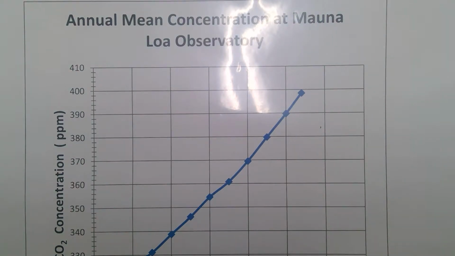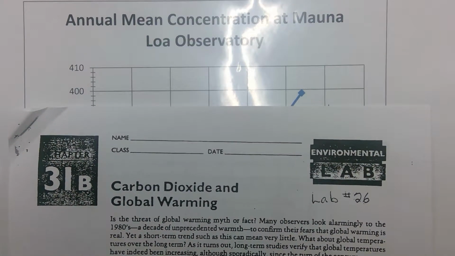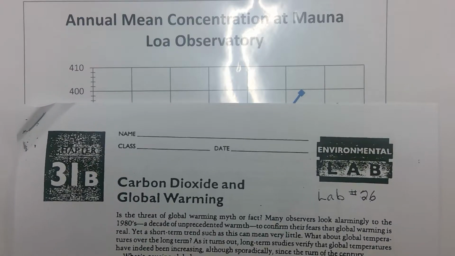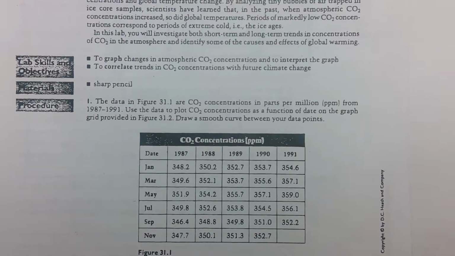We're looking at lab number 26, which you got the other day in class. Lab number 26 is called Carbon Dioxide and Global Warming. I'm not going to go through all of this. You were given two sets of data. One set of data at the bottom of the lab showed you carbon dioxide concentrations in parts per million.